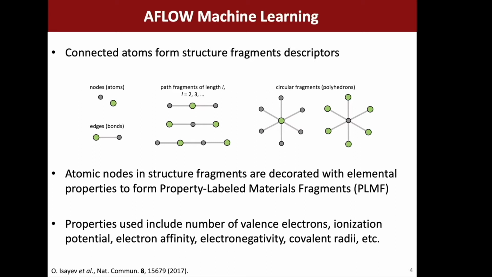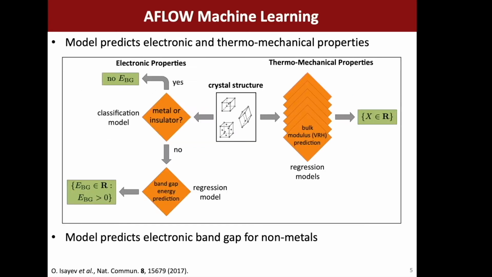And this is how we characterize the material. So this is how we tell the machine learning model what type of material we have. So for this PLMF model, with this structure fragment descriptor input and with calculated data as the target features, things like the electronic band gap and thermomechanical properties, like bulk modulus, shear modulus, the Debye temperature, and so on, we train the machine learning model.